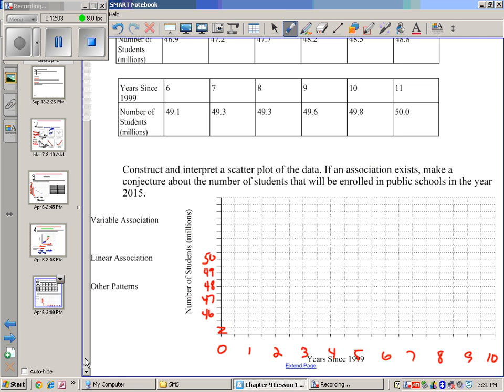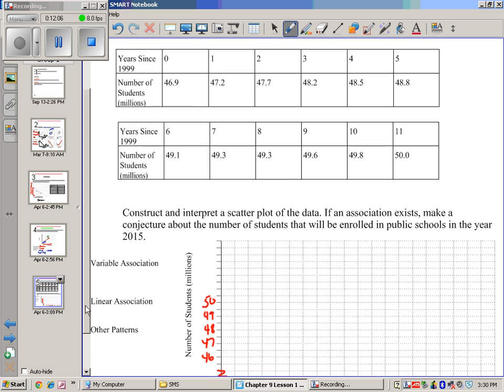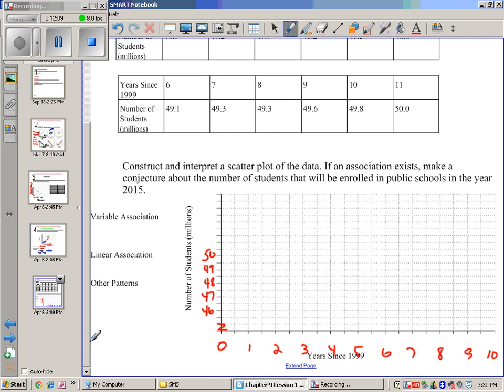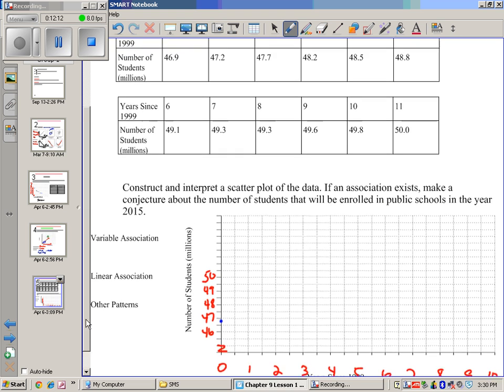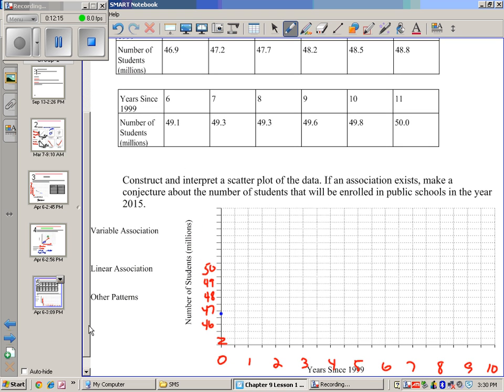Okay, let's check on our points then. We have year 2000, we're at 46.9. So we'll be right about there. 2001, 47.2. Year 2002, 47.7. So it's bumping up a little bit. 3, 48.2. 2004, 48.5. 48.8. 49.1 in 2006.